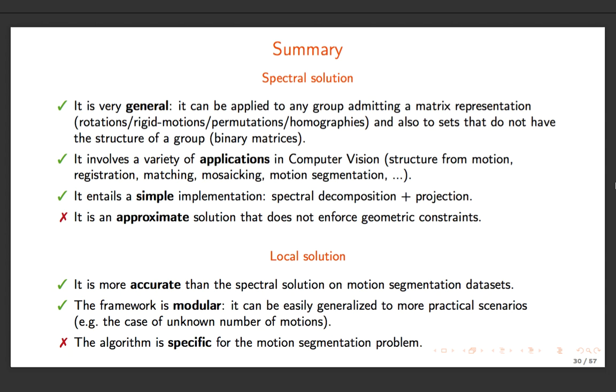The main drawback is that the spectral method is an approximate solution that does not enforce geometric constraints, hence it can be suboptimal.